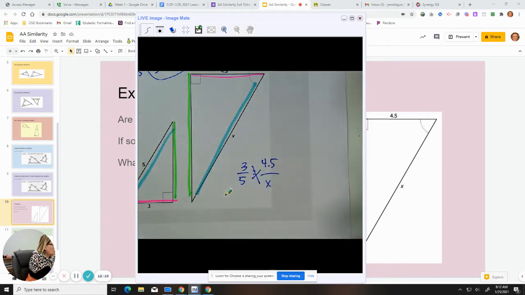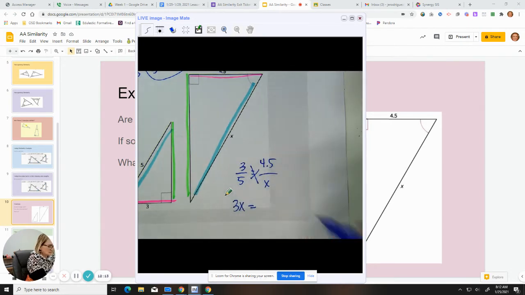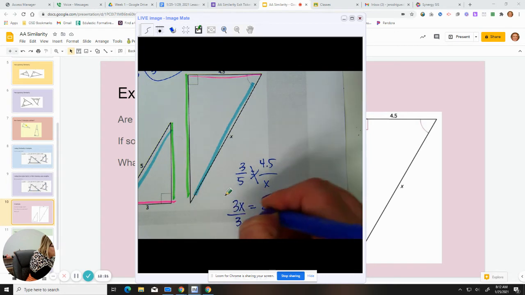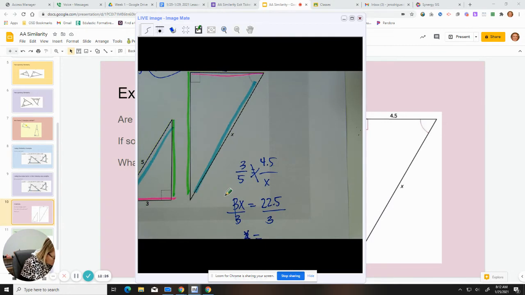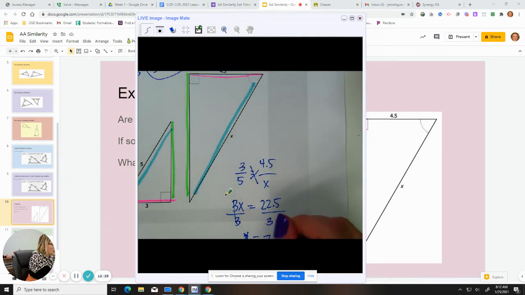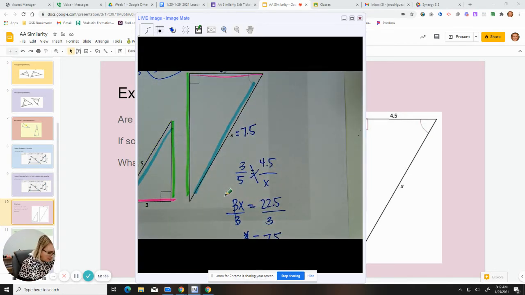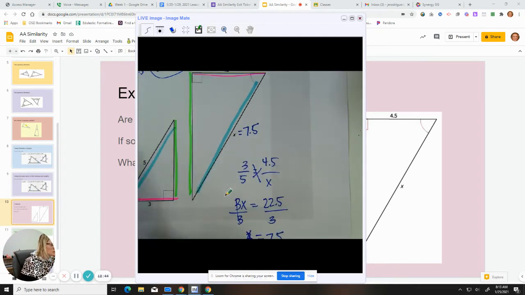Now we're going to cross multiply. 3 times x is 3x. 5 times 4.5 is 22.5. If we divide by 3, we end up getting 7.5. So that tells us that that is 7.5. If you want to check your work, then you would take 7.5 and times it by 2/3 and make sure that it is equal to 5, which in this case it is.